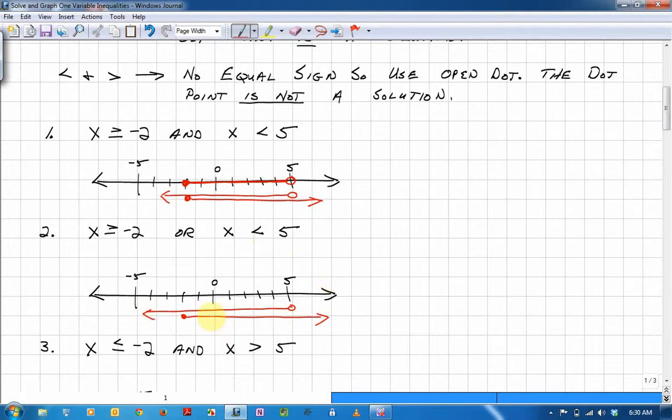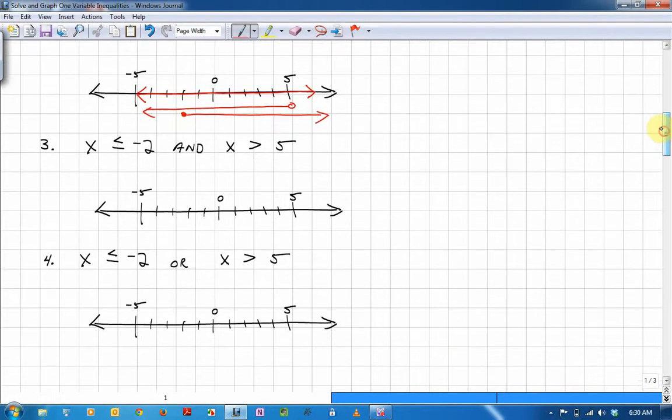Now, this is an "or". So it's all the solutions of the one graph combined with all the solutions of the other graph. And you can see that the line right here where it says x is greater than or equal to negative 2 is going to go out getting greater and greater and greater, and it's going to pass right over that open dot. And since it's the combination, this answer is actually going to be all points on the number line. So that would be the actual solution because I combined the two answers.